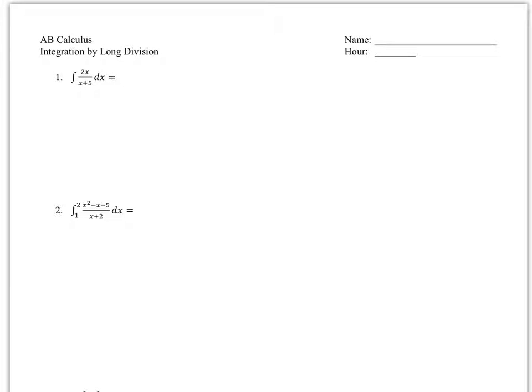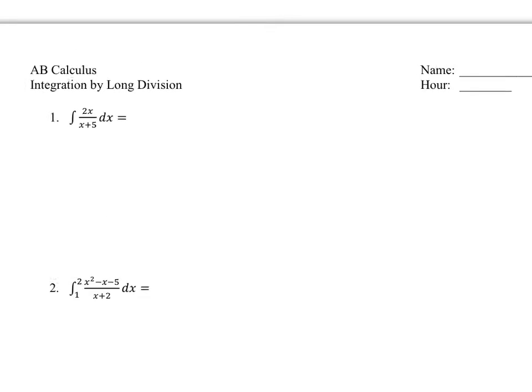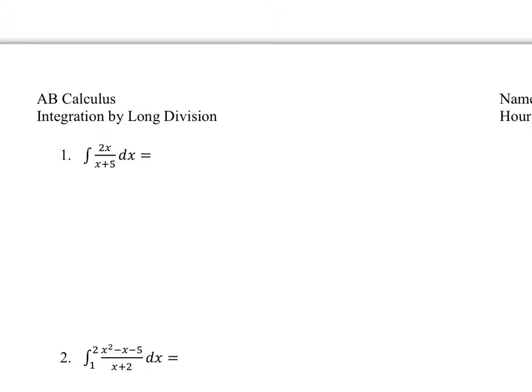Alright, another method that we can use for integration in situations where u-substitution won't work would be this idea of long division. When using long division to integrate something like 2x over x plus 5, we're going to put x plus 5 on the outside and 2x on the inside. You're always going to put your numerator inside the division symbol, and you're just going to work that out from there.